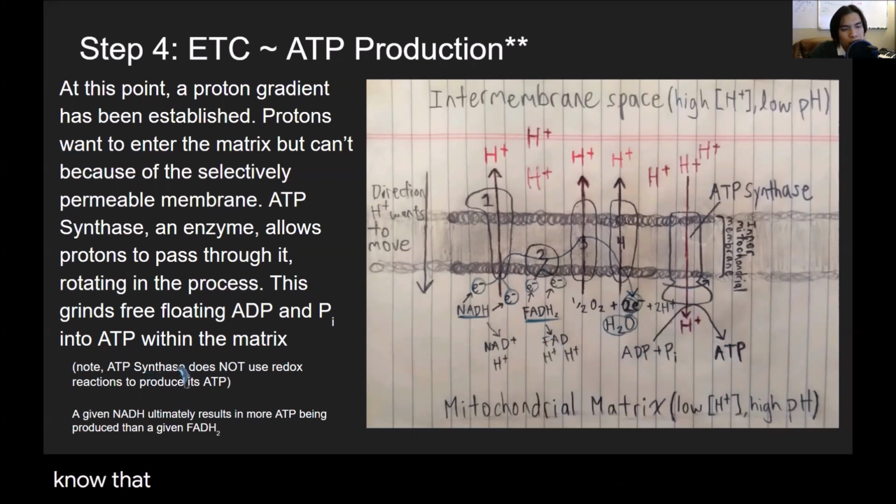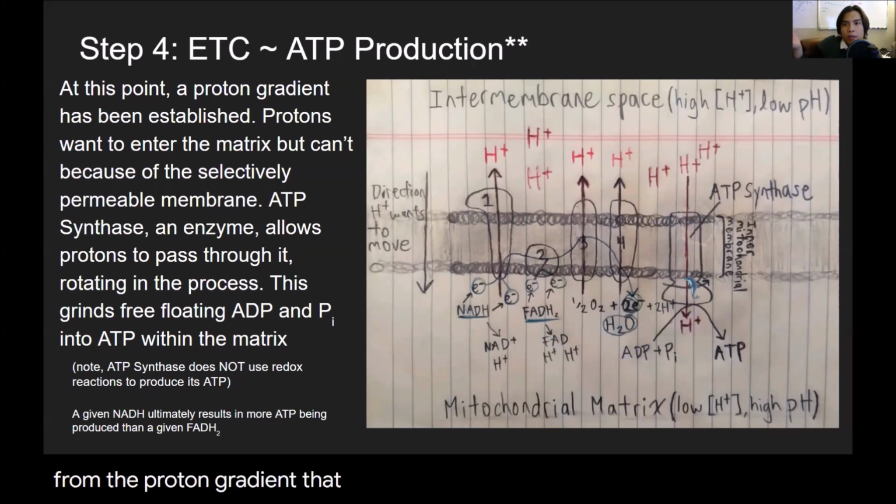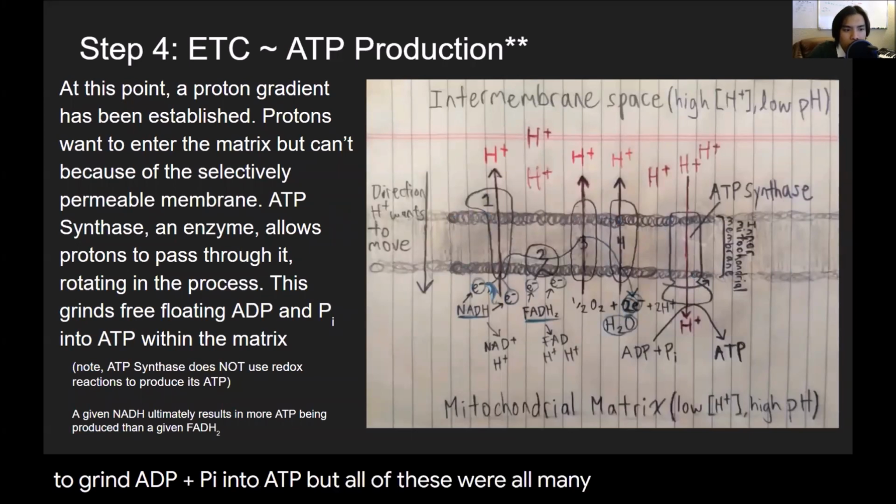So note that ATP synthase does not directly use redox reactions. It just uses the energy from the proton gradient that came from somewhere, we know where it came from, to grind ADP and Pi into ATP. But all of these were all mini redox reactions. They were happening.